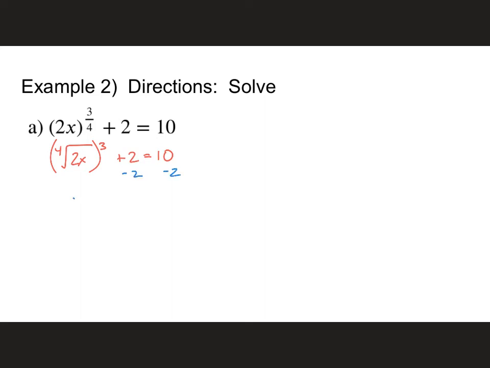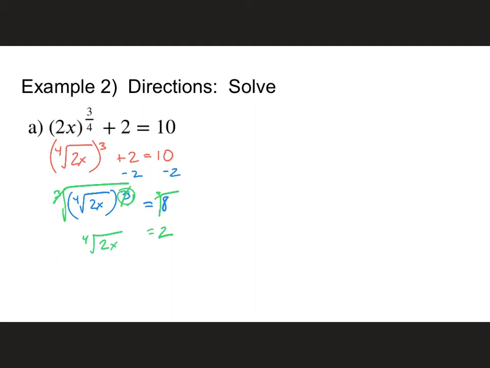Subtract 2 from both sides, and we end up with the fourth root of 2x to the third power equals 8. And then what you can do is solve this by getting rid of this exponent. How do you get rid of something to the third power? You take the third root of both sides. The third root of 8 is 2. The third root and the third power cancel out. So I'm left with the fourth root of 2x equals 2.